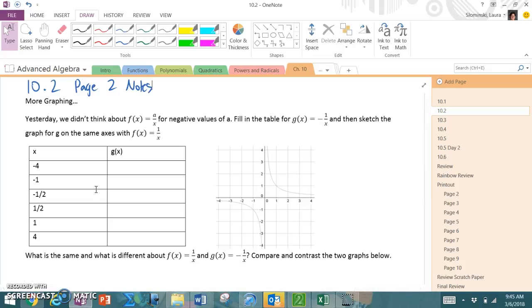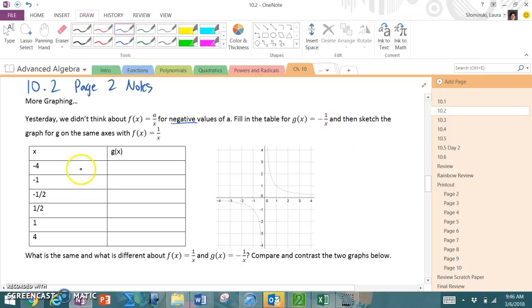So this is more graphing. Yesterday we didn't think about f of x equals a over x for negative values. We talked about what if a is greater than 0 and what if a is less than 0. Today we're going to look at it if a is negative. So we're going to fill in the table for g of x equals negative 1 over x and sketch that graph.